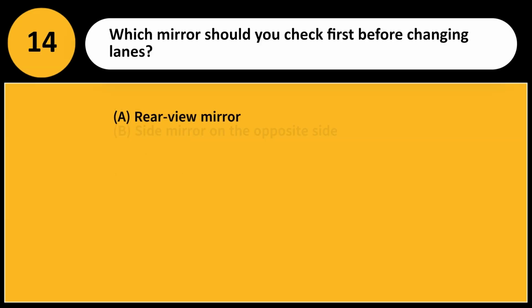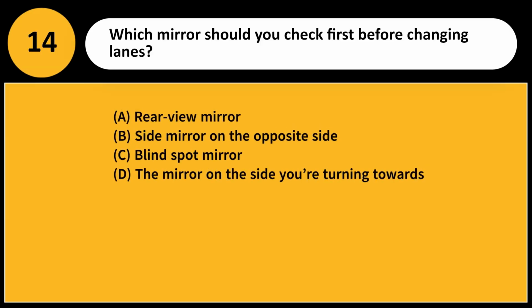Which mirror should you check first before changing lanes? A. Rear view mirror. B. Side mirror on the opposite side. C. Blind spot mirror. D. The mirror on the side you're turning towards.